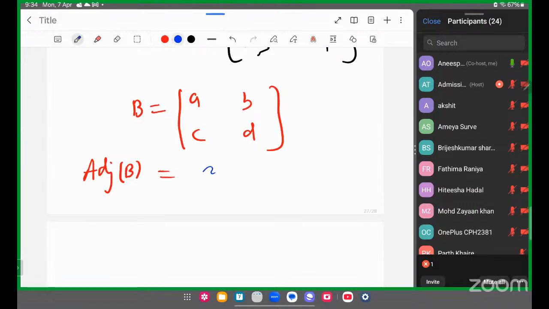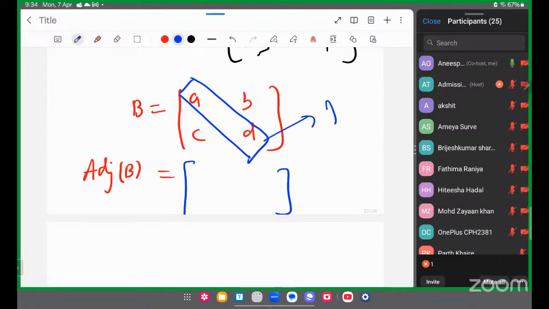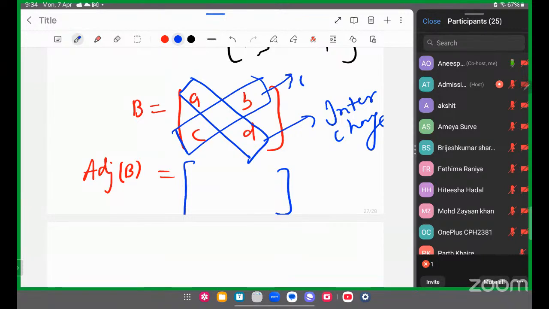We can simply write it as: interchange a and d, and change the sign of b and c. Which means in case of a 2 into 2 matrix, diagonal elements will be interchanged and non-diagonal elements will flip their sign. So the matrix will be d, minus b, minus c, a. This is the adjoint of matrix B.